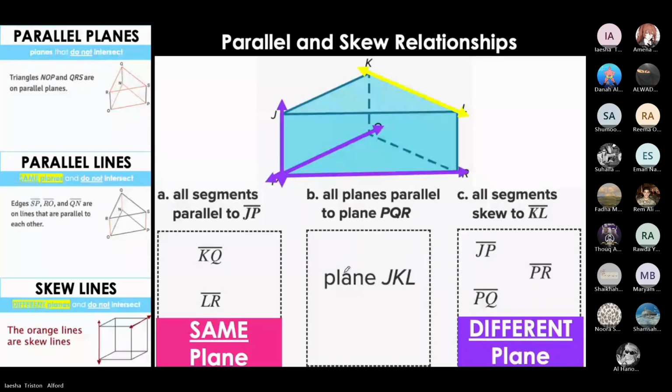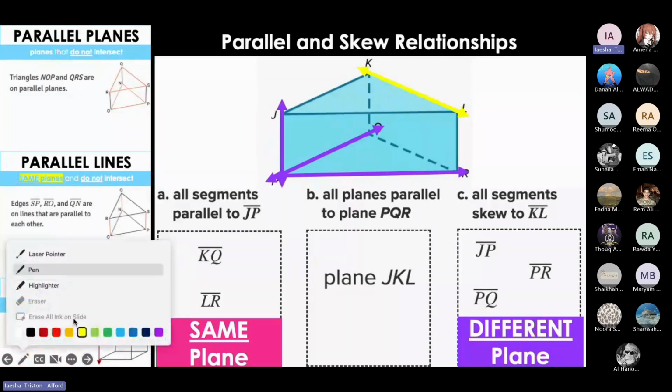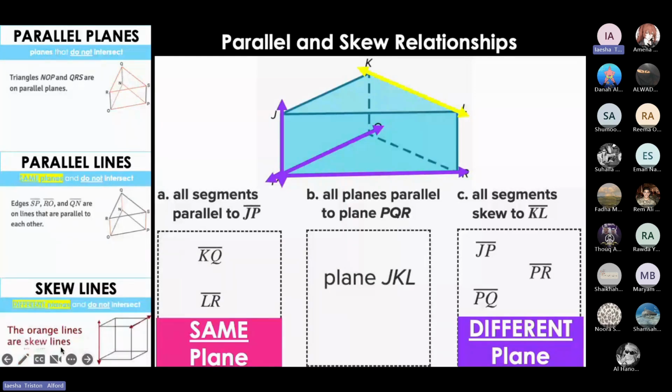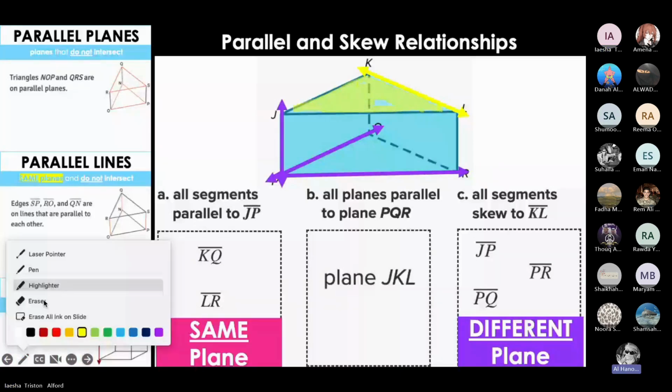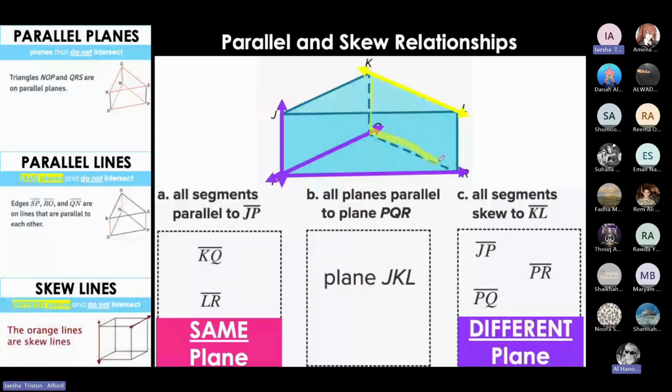Correct. Okay. Skew, remember, it cannot be in the same shape. Think about it like a shape. Here, this is the top. You cannot choose anything from this triangle because it's in the same triangle as KL. You also cannot choose anything here. This one is the rectangle. You cannot choose anything on the same rectangle as KL because that's not skew.